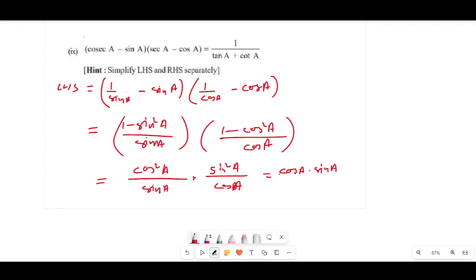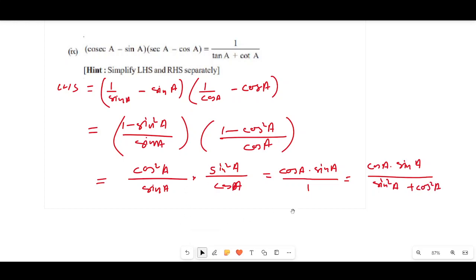Now, for your kind information, if we write here 1, then without using the right hand side, we can solve this separately. Without using the right hand side, we can solve with the help of the left hand side as well, because here we can write cos A into sin A and sin square A plus cos square A.